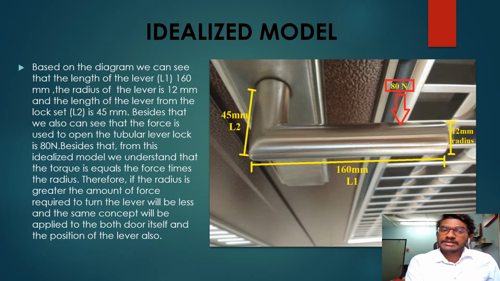From this idealized model, we understand that the torque is equal to the force times the radius. Therefore, if the radius is greater, the amount of force required to turn the lever will be less, and the same concept applies to the bolt door itself and the position of the lever also.